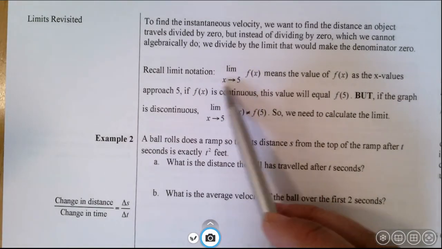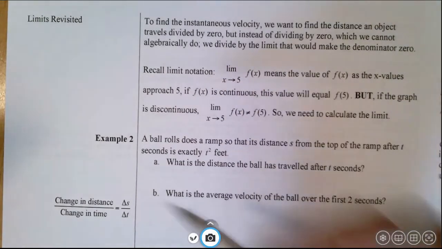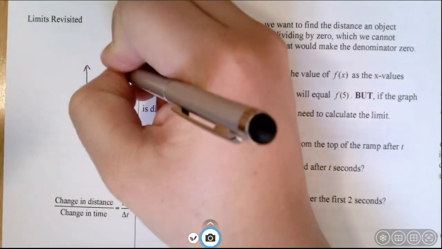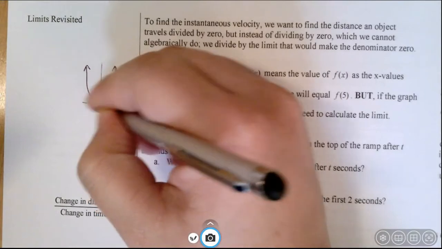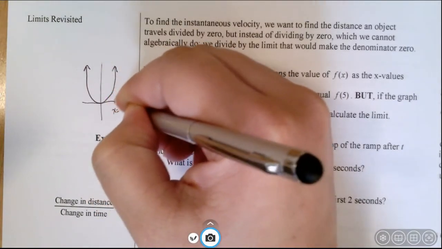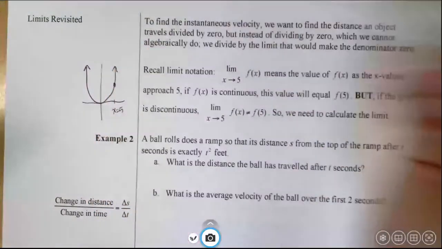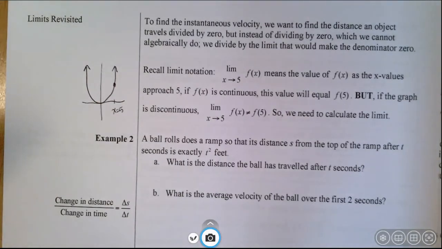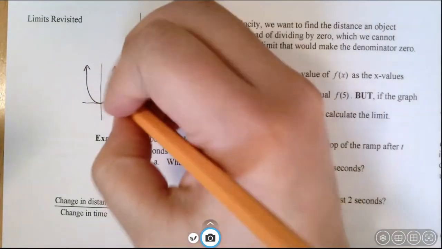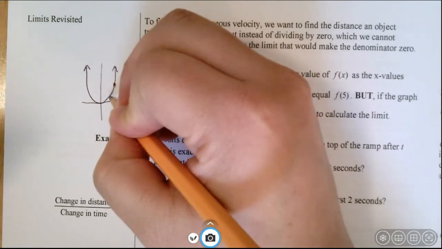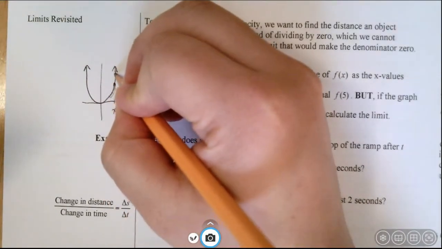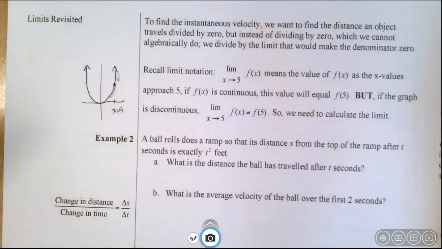The limit as x approaches 5 of f of x. Again, I'm just going to use a parabola as an example, but it could be any function. If we choose to look at when x is 5, we have a point on our graph. But the limit is not interested in that point. The limit is what's happening around that point. So what happens as x approaches 5, from either direction?